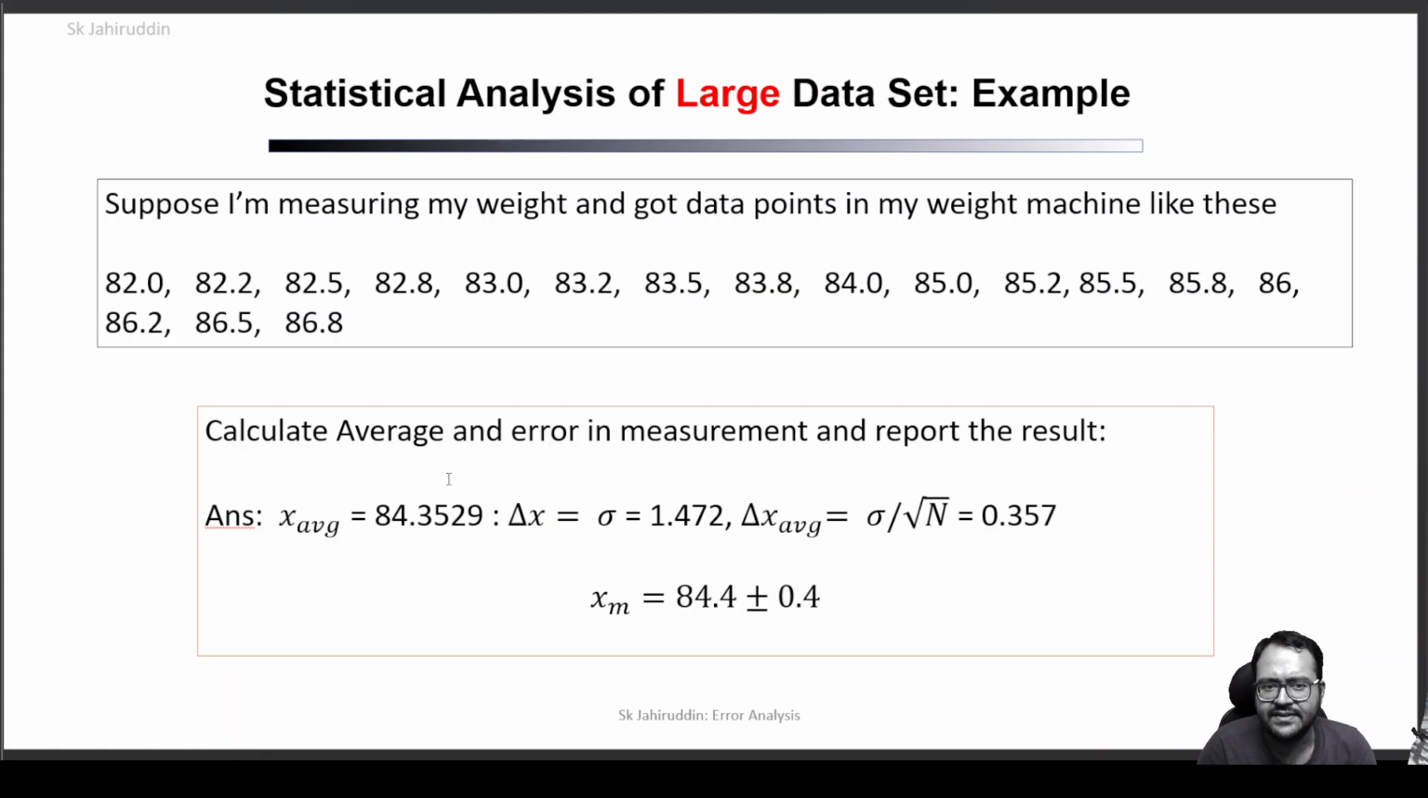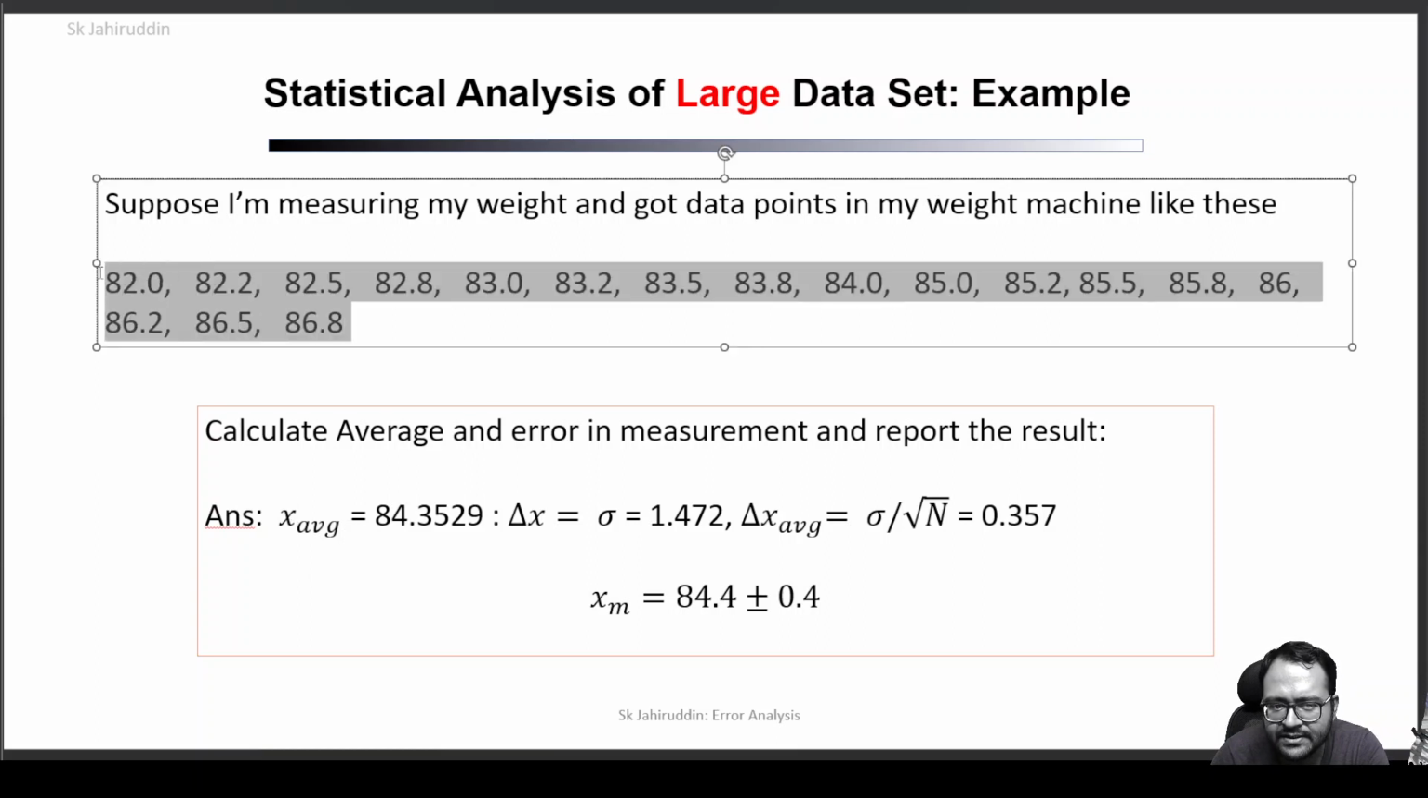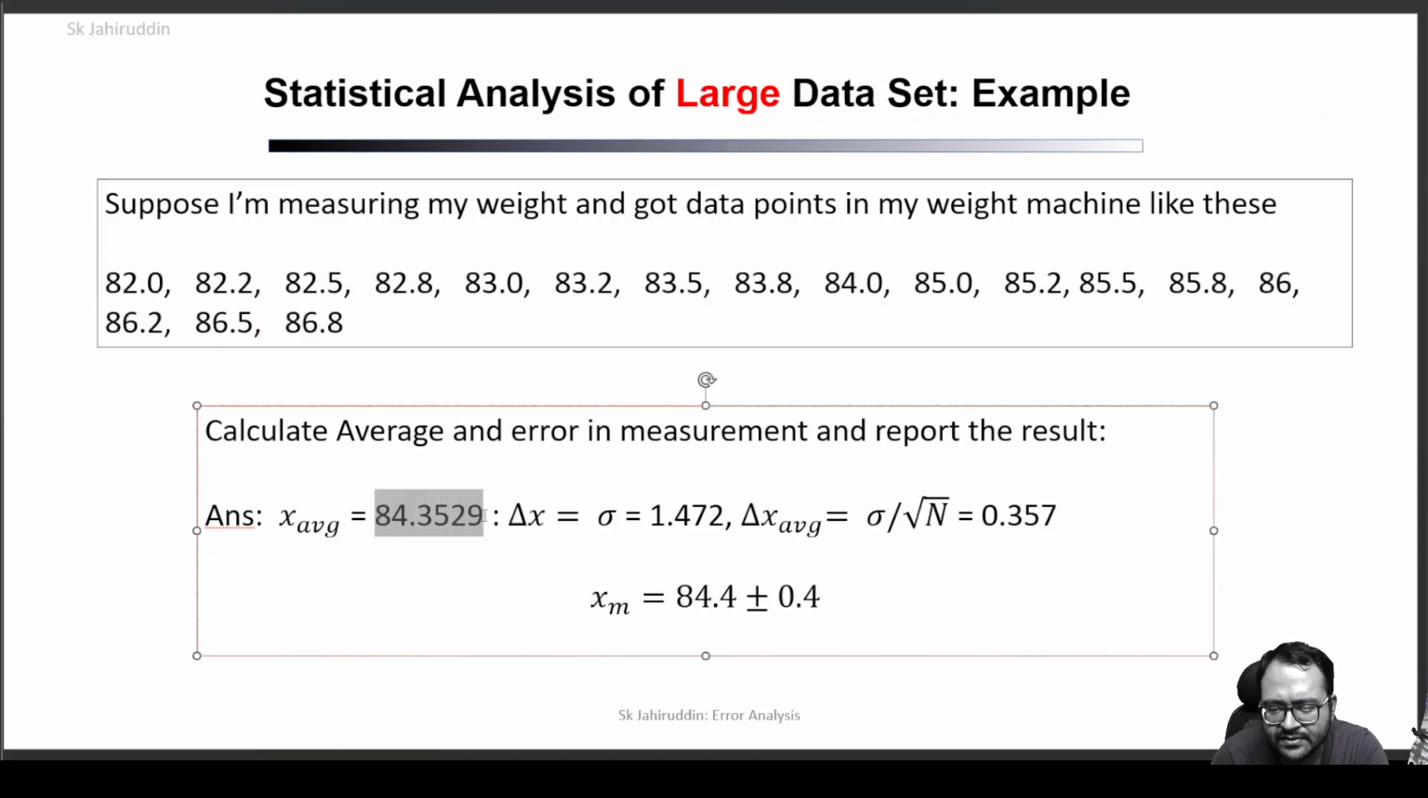I will give you an example. Suppose I'm measuring my weight and got data points in my machine like this. This is a relatively larger data set. So you add it up, do this exercise properly. First you do an average calculation, which, if you just average all the data, gives you 84.359. Then your delta x, which is sigma, calculate the sigma. This is your homework.